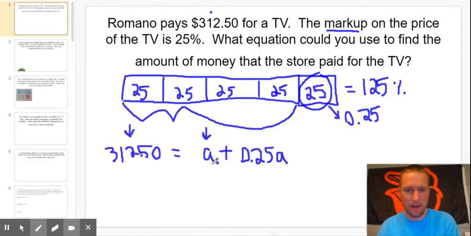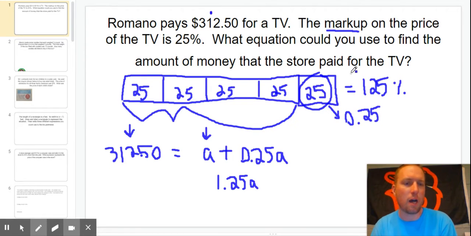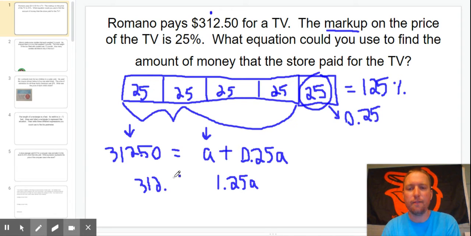So I could simplify this by writing 1.25A. Now, I know this because all of this bar together, what Romano pays, is 125% of the original price. The 100% plus the 25% equals 1.25A. Now that equals what he paid, $312.50.